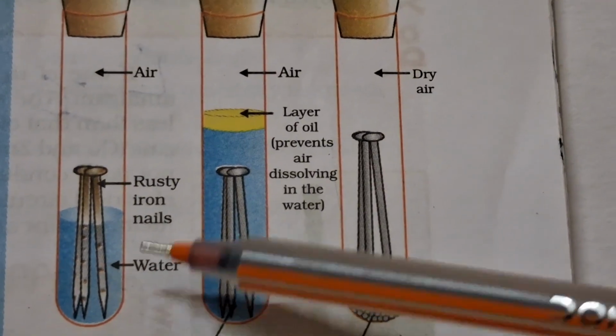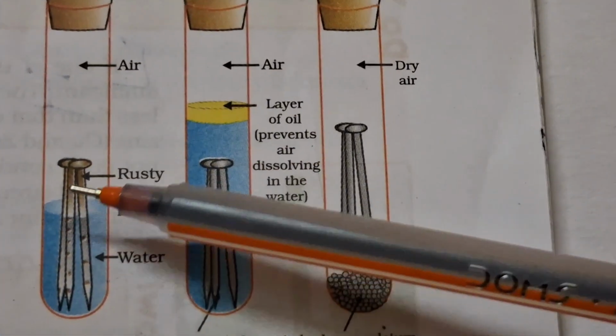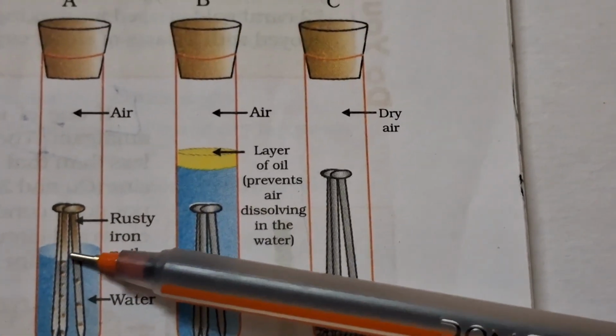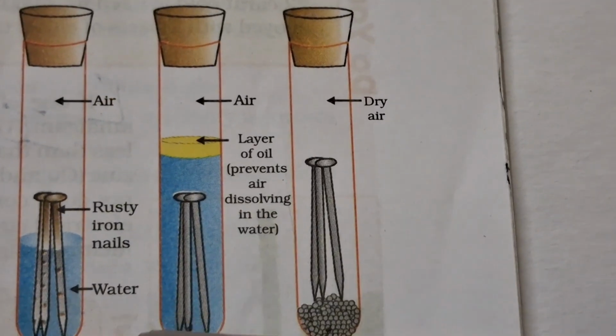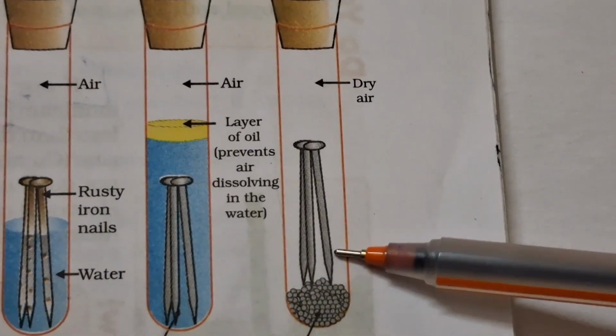After a few days, when we observe, the rusting process can be seen only in test tube A, due to the presence of air and moisture. Whereas here there is no rusting and here also there is no rusting.